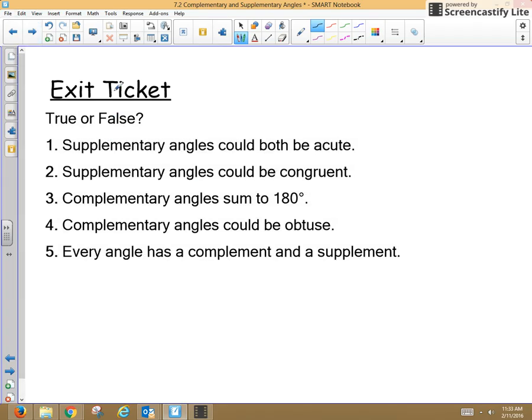And now I would like you to work on the exit ticket. Tell me if this is true or false. Number 1, supplementary angles could be both acute. Number 2, supplementary angles could be congruent. 3, complementary angles sum to 180 degrees. 4, complementary angles could be obtuse. 5, every angle has a complement and a supplement. That means every angle can add up to 90 or 180. So pause the video and work this out.